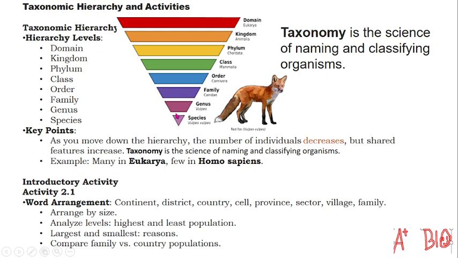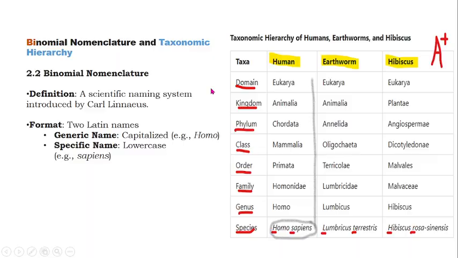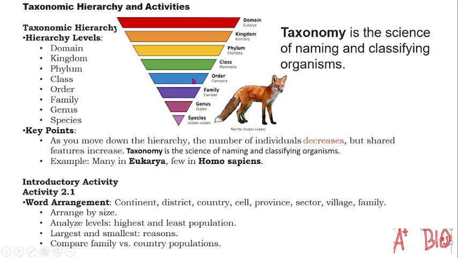Like human beings and gorillas, they separated maybe at the family level, where the gorilla has its own family and human beings also have their family. So as you go down the groups, the number of organisms decreases, but the characteristics shared between the organisms increase. I hope you are understanding this taxonomic hierarchy. It is very, very important at your national examination, either in multiple choice, written questions, or arranging.